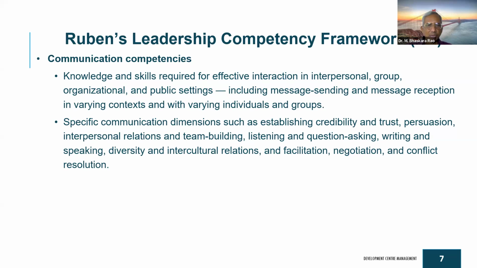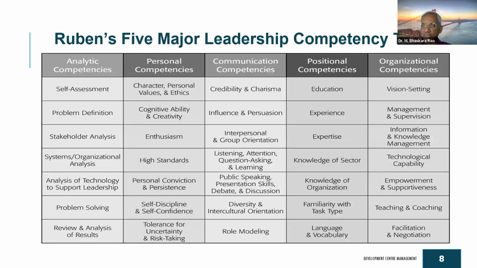So in effect, what are the 5 competencies that Rubin is talking about? Starting with analytical competencies, then personal competencies, then organizational competencies, positional competencies, and communication competencies. Now, these are the 5 important competencies that he is looking at. Whatever we have discussed just now is summarized into a small table, where under each competency, what is required is specifically mentioned. So you can easily remember for any such question in the examination.